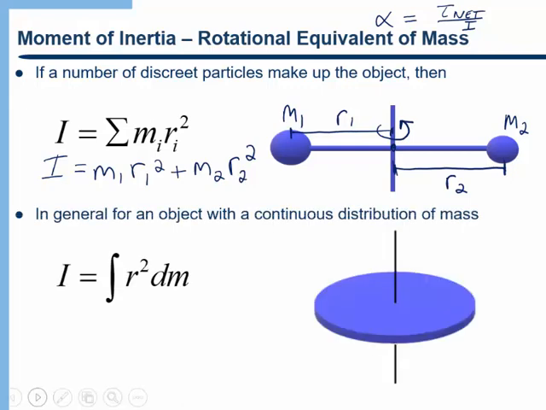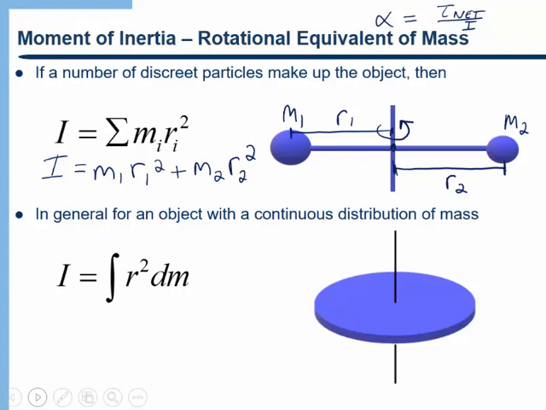Now, what if we have some kind of continuous object like a sphere or a disk? In that case, you actually have to calculate the moment of inertia by doing an integral. Because most of you are in Calc 1, I certainly am not going to expect you to be able to calculate moments of inertia in that way. But let me talk about what that integral represents conceptually.